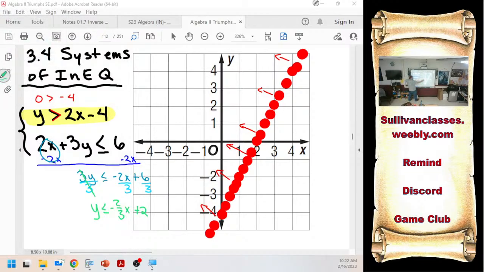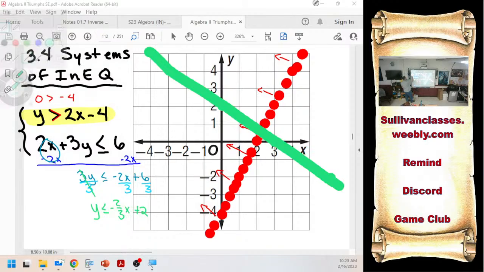So I will start at 2, dot, go right 3, and because it's negative, down 2. Right 3, down 2. Right 3, down 2. Or up to left 3. Solid or dotted? Solid. So this guy is going to be like that.